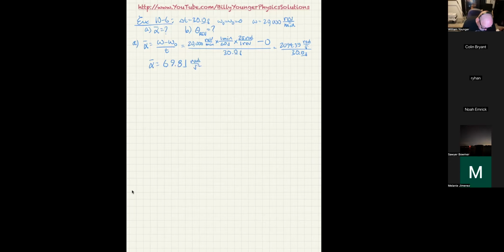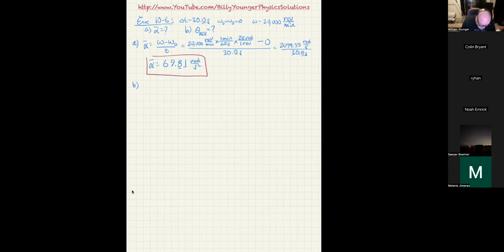Now, I really only had two sig figs at best. I'm not sure about that 20,000, but I'll assume I at least had two. So we're going to call that the average angular acceleration, roughly 70 radians per second per second. Now, for B, they want to know through how many degrees, or through how many revolutions, does it actually rotate. So there's a couple ways we can do this.